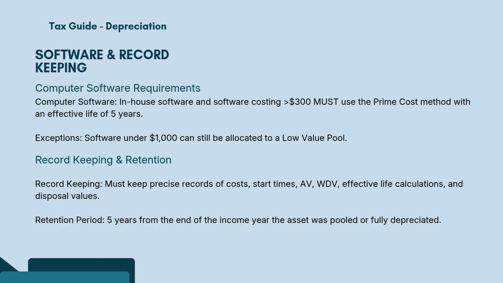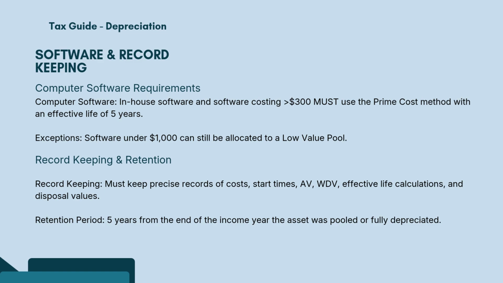Finally, let's look at software and record keeping. Computer software is a unique asset. If it costs over $300, it must be depreciated using the prime cost method over an effective life of 5 years. You cannot use diminishing value for software. However, if it costs under $1,000, it is fully eligible to bypass this rule and be dumped straight into the low-value pool. Record keeping is the backbone of depreciation.